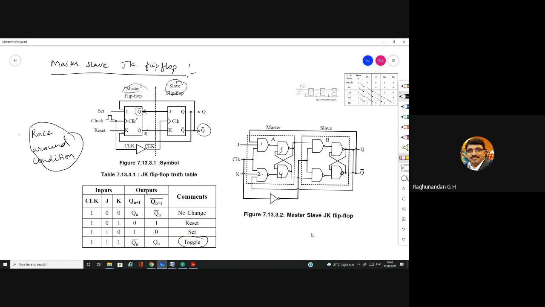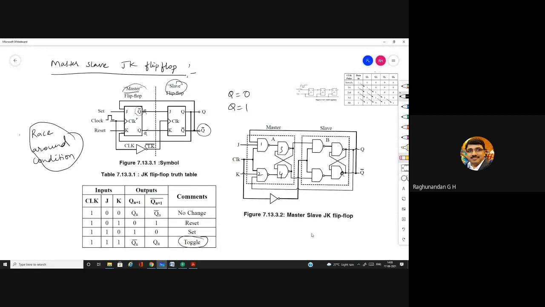uncertain. Say suppose at one instant of time you take Q is equal to 0, in the next time again it will become equal to 1. It was continuously toggling. It is just like a flickering light. So it was keep on continuously changing. So this type of condition is known as race around condition.